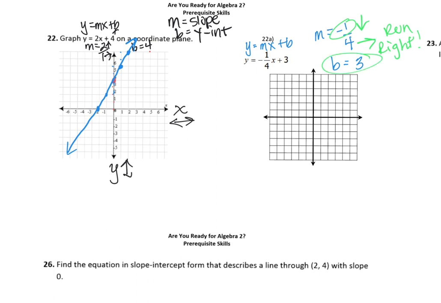So your starting point is always the b value. So starting at positive 3, 1, 2, 3, and we're going down 1, right 4 from the starting point. So down 1, then 1, 2, 3, 4. Now notice I can't keep going to the right, but if I want to make my line more exact, I could work left and I could go up 1, do the opposite, and left 1, 2, 3, 4. And connect your points.